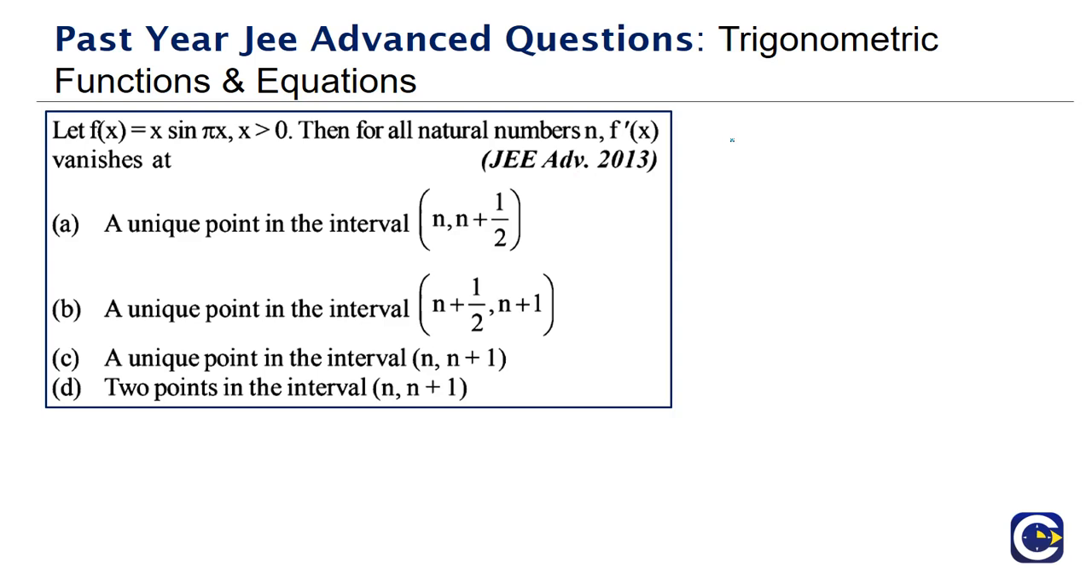So we have a function f of x which is x sin pi x. If they asked for the f dash of x vanishes at, so first we should write f dash of x. F dash of x is nothing but sin pi x plus x into pi into cos pi x. Now what they asked, vanishes at, therefore f dash of x must be equal to 0. So sin pi x plus pi x cos pi x is equal to 0, which will give us tan pi x is equal to minus pi x.